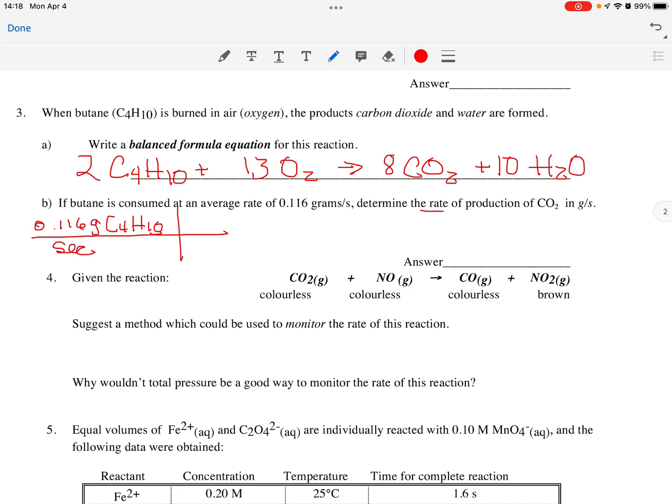We are asked to determine the rate of production of CO2. I'm only going to do my molar masses to 1 decimal place today because it would take me a little less time. You can do this to 2 decimal places, which would be smart. This is a stoichiometric conversion, so I'm going to go grams to moles.